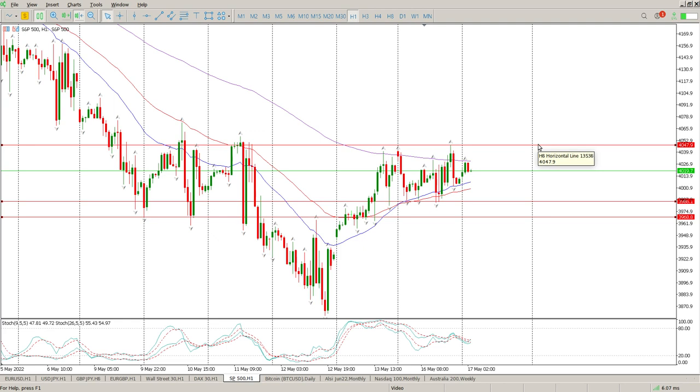Okay, anyway, that's kind of my view at the moment. Not looking for longs until we get above 40.48.